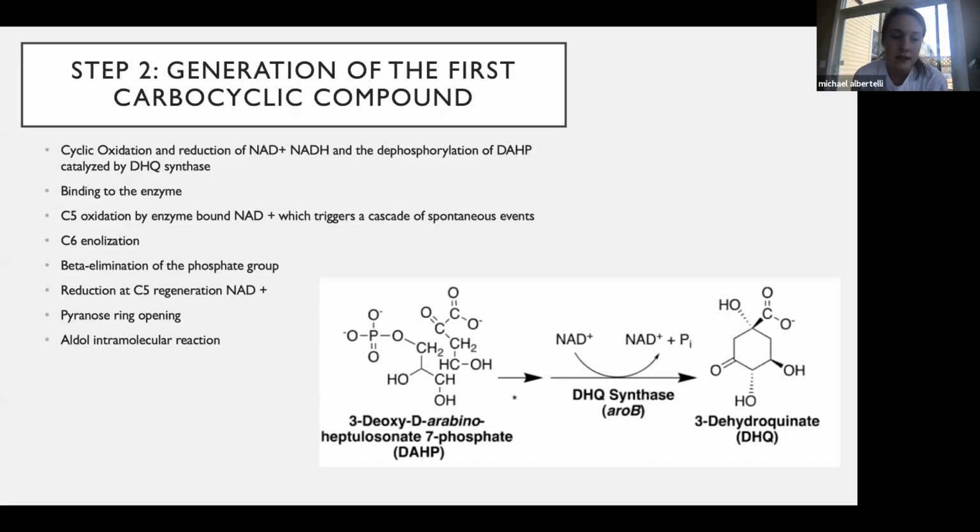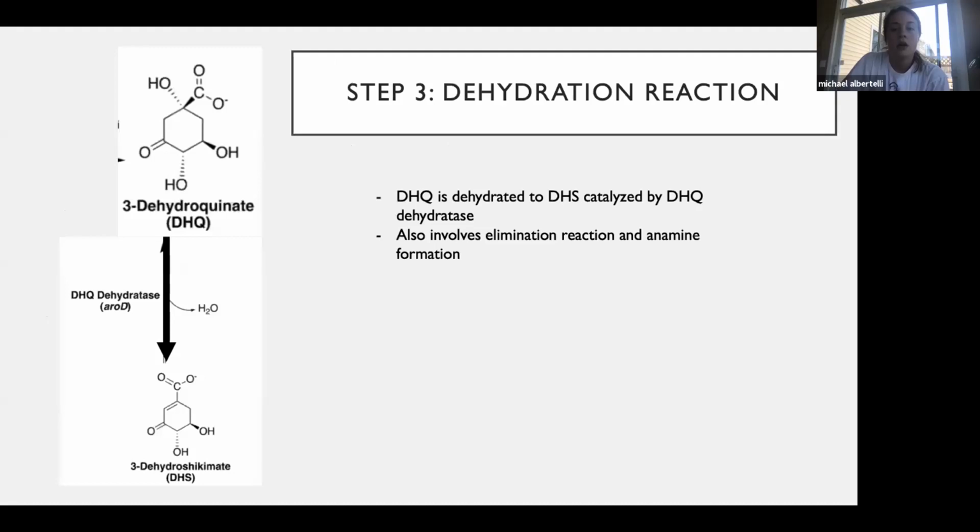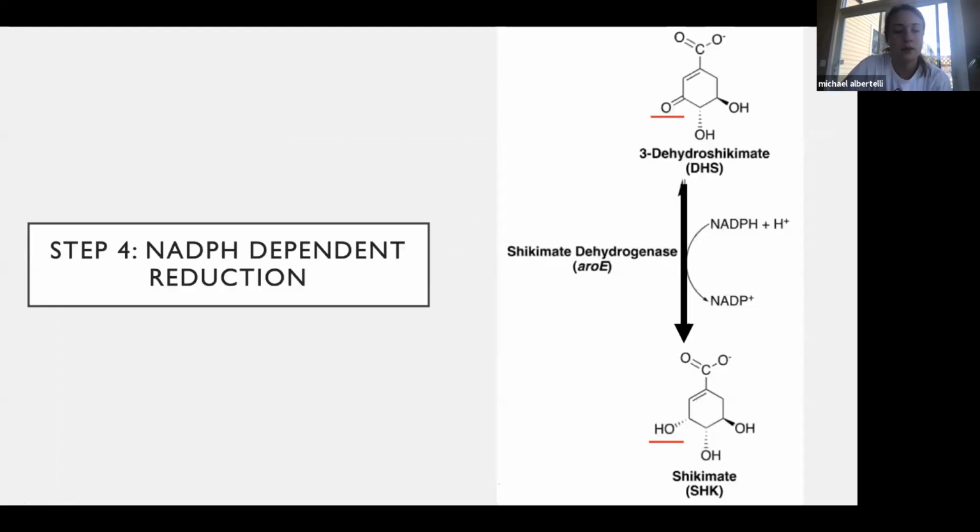And then there's a C6 enolization, and then there's a beta elimination of the phosphate group, and then a reduction at the C5 regenerating NAD plus, and then the pyranose ring opening, and then an intramolecular aldol reaction. And then step 3 is a dehydration reaction, and you can see the water comes from the alcohol in this compound, which combines with the hydrogen and is released as water, and then it makes DHS. It also involves an elimination reaction and enamine formation, but they didn't say much about where that happens.